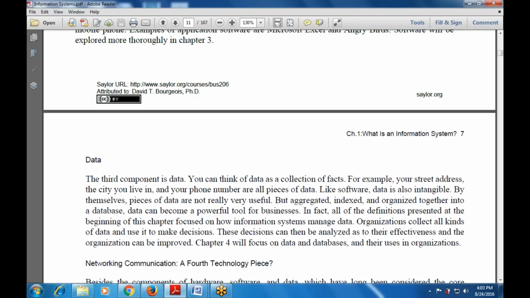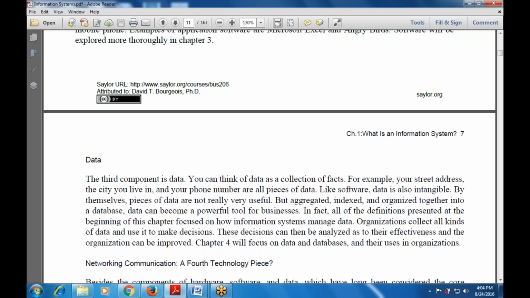Like software, data is also intangible. We cannot touch the data. And by themselves, pieces of data are not really very useful. But when we aggregate, organize, and summarize it, when we give the finishing touch to the data in the form of a database, at that time data can be a very powerful tool for businesses.